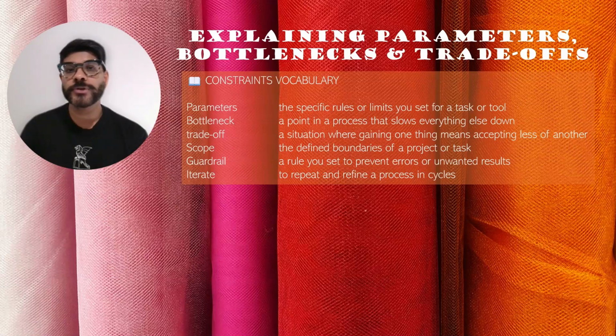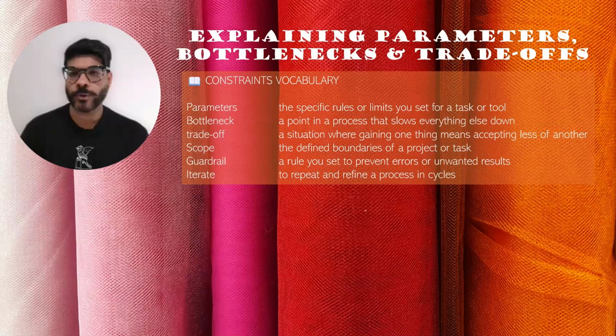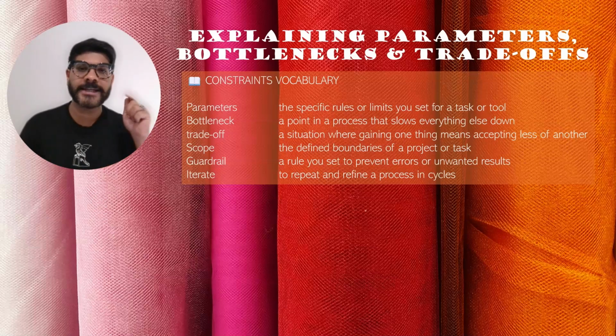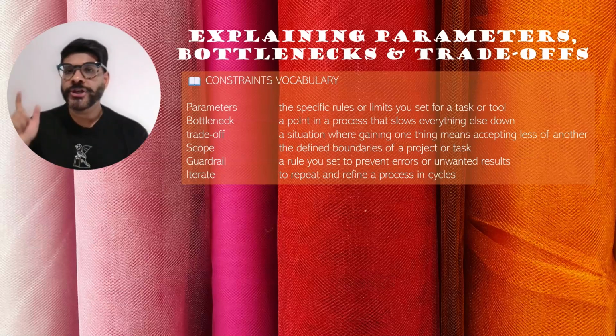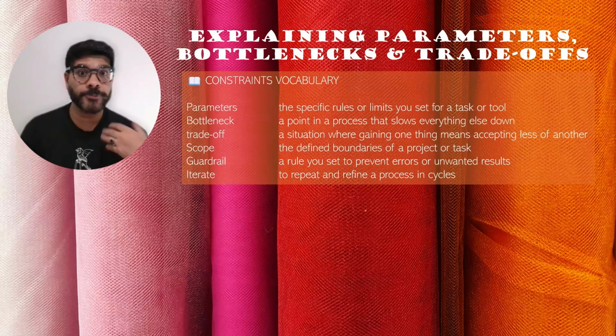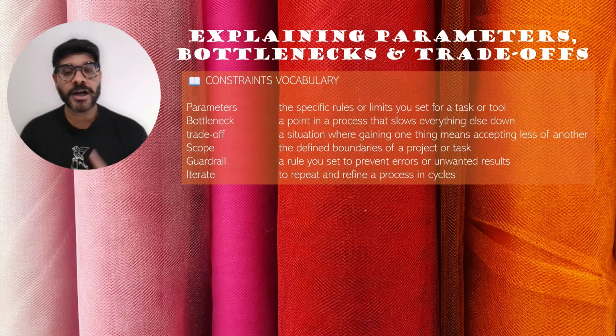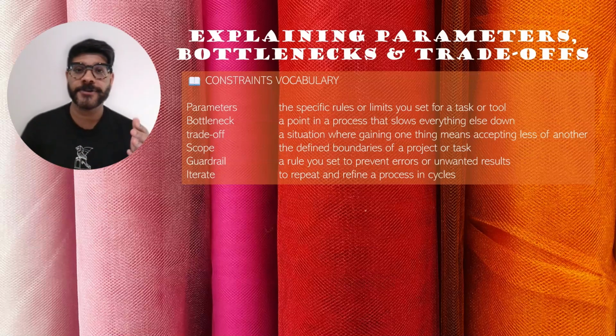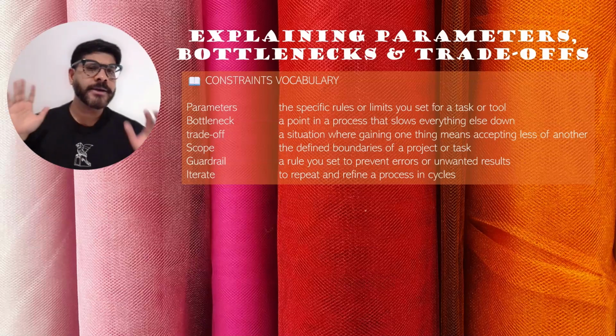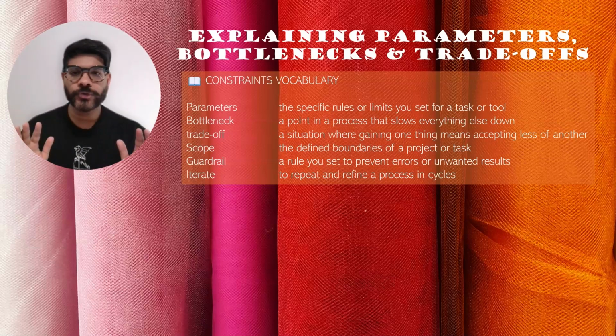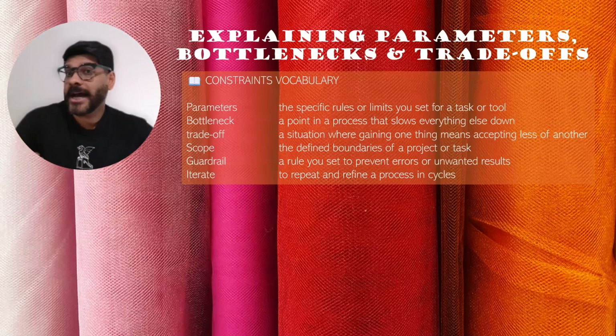Parameters, the specific rules or limits you set for a task or tool. Bottleneck, a point in a process that slows everything else down. Trade-off, a situation where gaining one thing means accepting less of another. Scope, the defined boundaries of a project or task. Guardrail, a rule you set to prevent errors or unwanted results. And iterate, to repeat and refine a process in cycles. Maybe pause this slide. Look through this once again, but I need to go on.